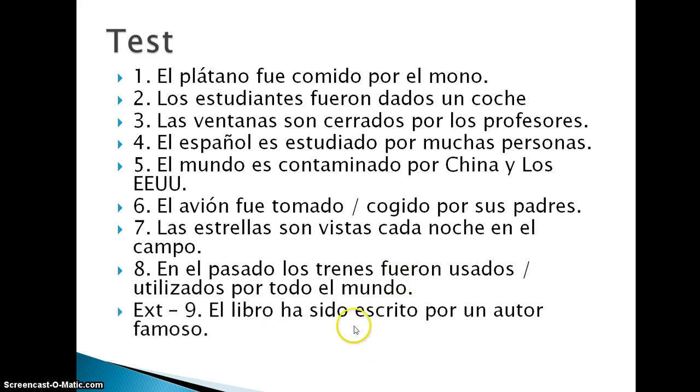And the last one, el libro ha sido escrito por un autor famoso. El libro masculine. This time we've got the perfect tense again of the verb ser, so it's ha sido. And then we use the past participle of escribir, which is escrito, which is an irregular one again. Escrito, O on the end because libro is masculine. Okay, rewind it back and see whether you've got any queries, and then ask me if you're not sure. Okay.